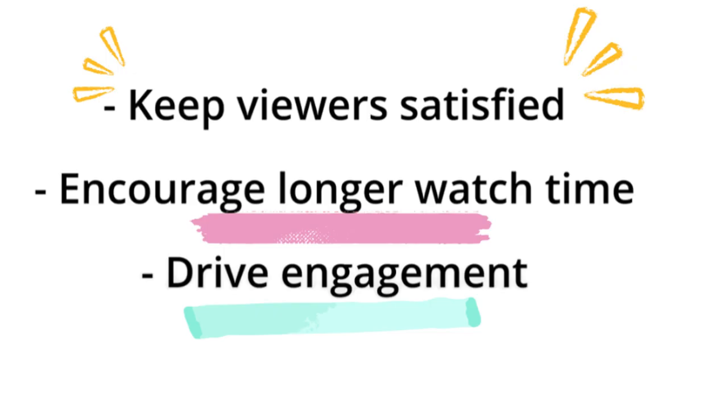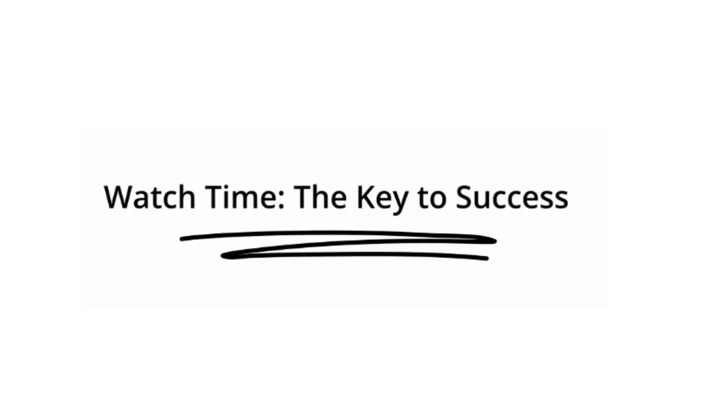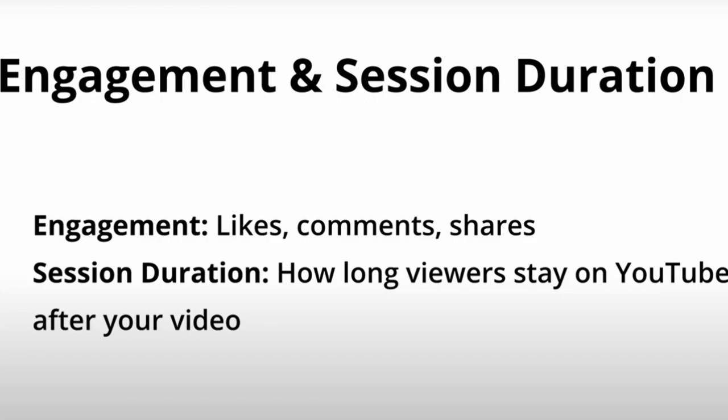At its core, the algorithm is driven by three main goals: keeping viewers satisfied, encouraging them to keep watching, and making them engage with content. When your videos do all three, YouTube rewards you with more visibility. But here's the key: YouTube isn't just focused on clicks, it's optimized for watch time and viewer retention. So the algorithm pushes your content to other viewers. A video with a higher watch time means that people find it more valuable, which is exactly what YouTube wants. So always think about ways to keep your viewers watching your videos longer.